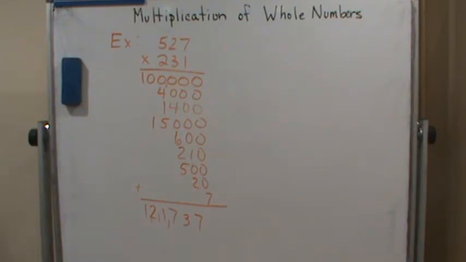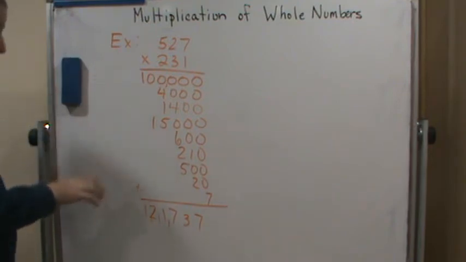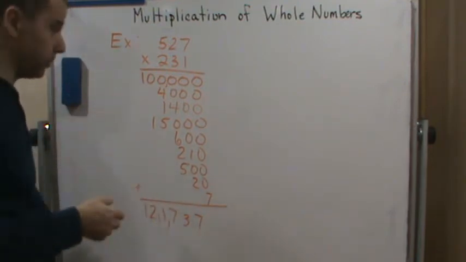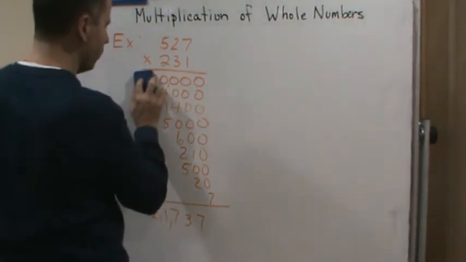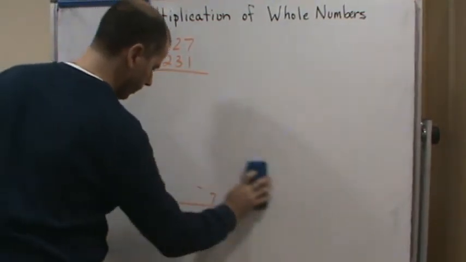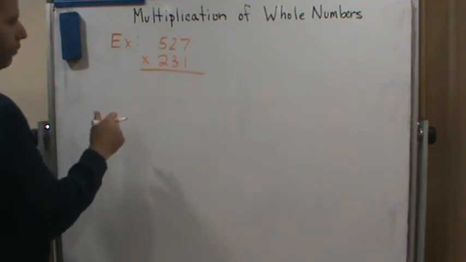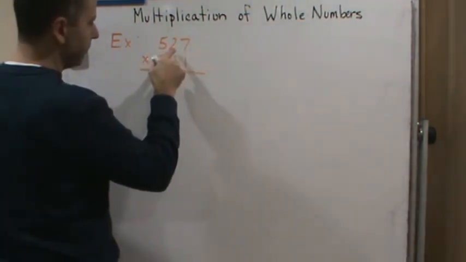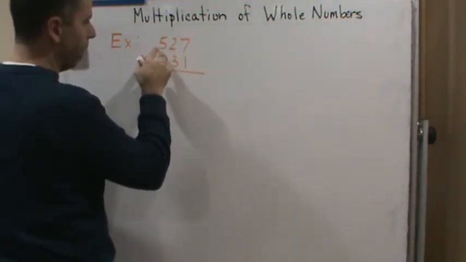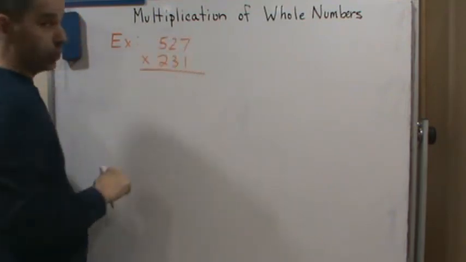Okay, now that's a long way of doing it. But that will work. Now let me show you a simpler way of doing it. Again, when you get used to multiplying, you can cut this down. So what I would do is, instead of going 1, 2, 3, why don't we just take the whole number 527?